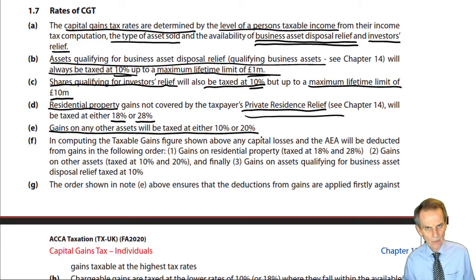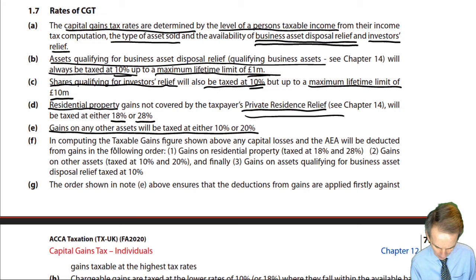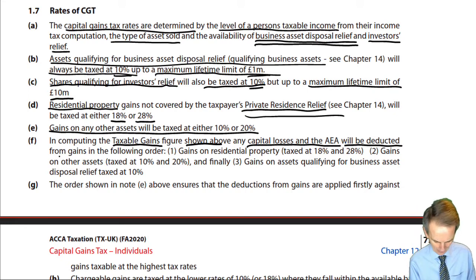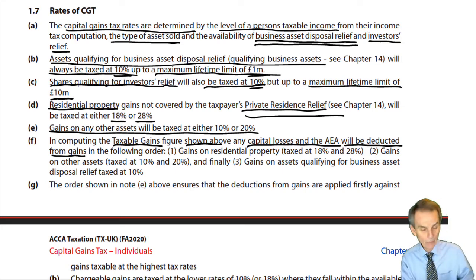Now, because there are different rates on these different categories of asset, in computing our taxable gains figure, as we've just reminded ourselves at the top of this page, any capital losses and our AEA will be deducted from gains. But if we've got different categories, other assets and residential property, we're going to have to keep these net gains separate. We're going to have separate columns to record those other assets, the vast majority of assets, residential property, and of course any assets that would rank for either business asset disposal relief or entrepreneurs' relief, or investors' relief, going back to the old days with entrepreneurs. So we need to maintain a columnar basis within that overall calculation of taxable gains.